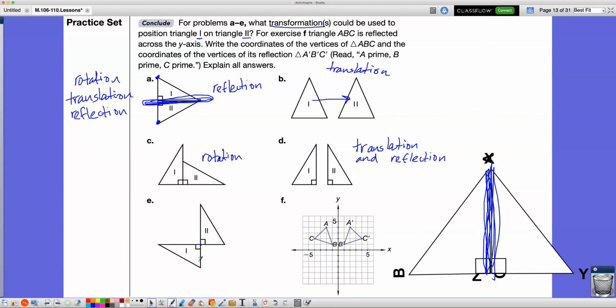So in this case, we'd actually have to rotate it. There's 2 parts to it. We would have to rotate, rotation, and then after you're done rotating it, you'd have to do some reflection.